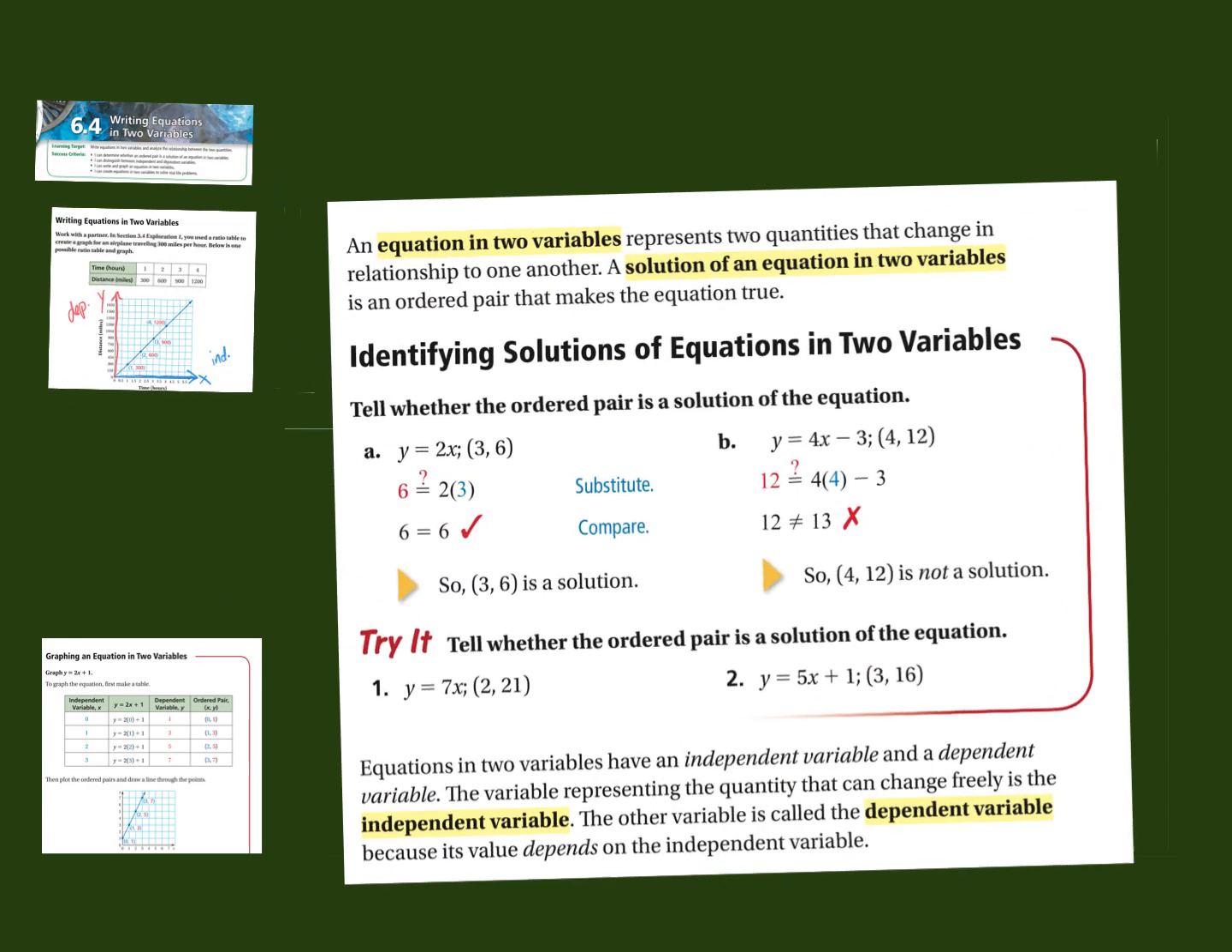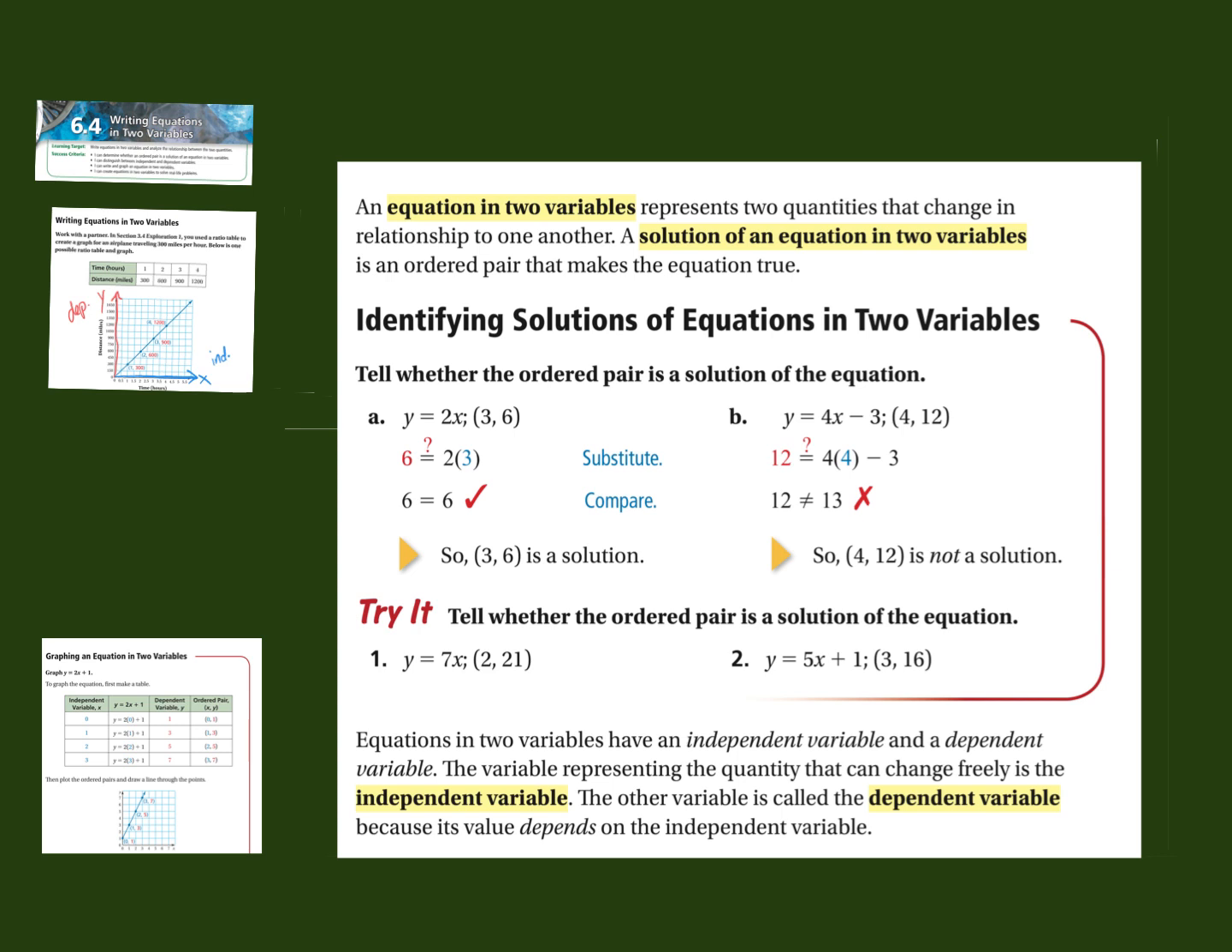But before we start graphing, let's take a look at what equations will look like with two variables. So an equation in two variables represents two quantities that change in relationship to one another. So if you think back to science class, whenever you change something as a scientist, if you remember, that's our independent variable. And then the dependent variable depends on that change. And so it's the exact same in math class.